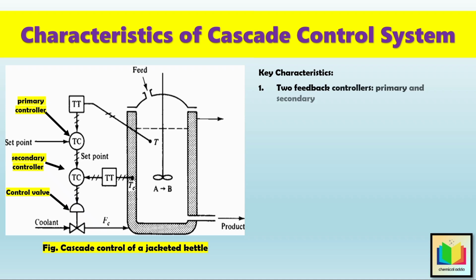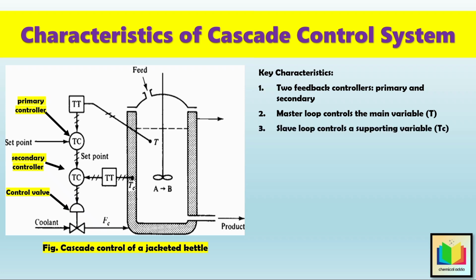First characteristic is, two feedback controllers are used, primary and secondary, to improve accuracy and stability. Then next is, the master loop controls the main variable. The next characteristic is that the slave loop controls a supporting variable to help the master loop work better. Next is, faster disturbance rejection. So, the secondary loop reacts quickly to changes and fixes problems before they affect the reactor. The next characteristic is, only one final control element is used. Hence, even though there's only one valve, using two sensors and controllers makes the system much smarter and more responsive.